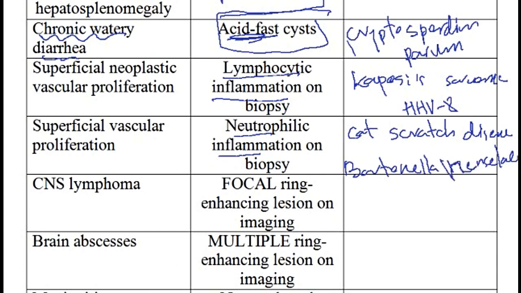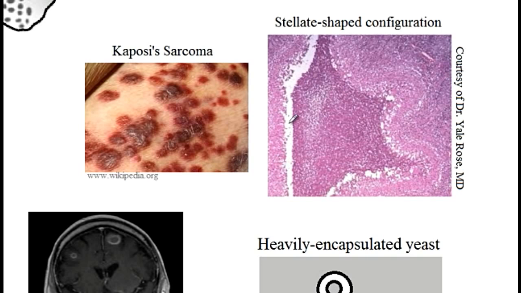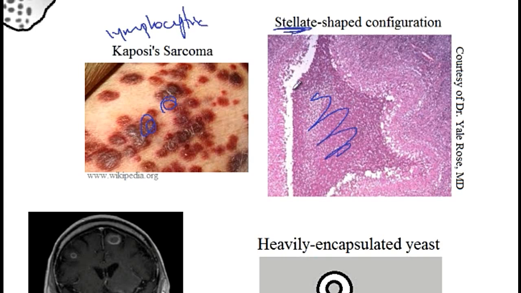And so here is an example of Kaposi's sarcoma. So you can see the vascular proliferation, and if you do the biopsy, you will see lymphocytic infiltration. And then here is an example of cat scratch disease where there are plenty of neutrophils here, and it's important to note that they have a stellate shape of neutrophils that are presenting right here.